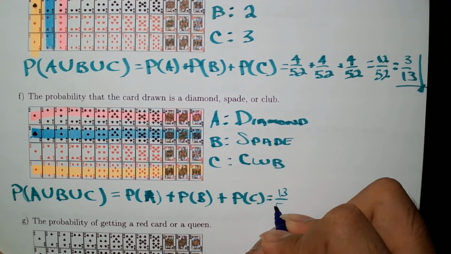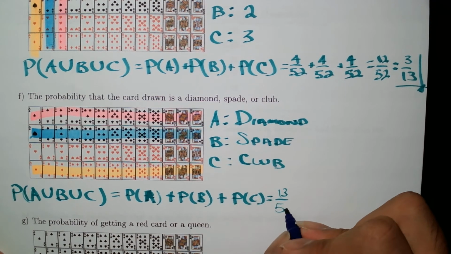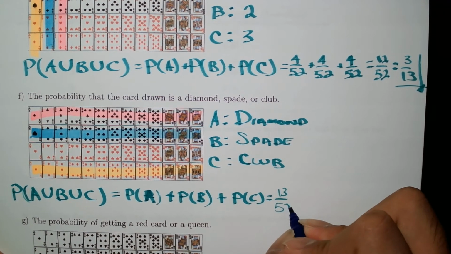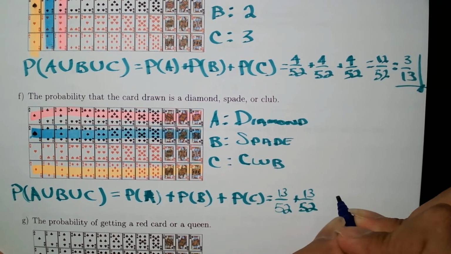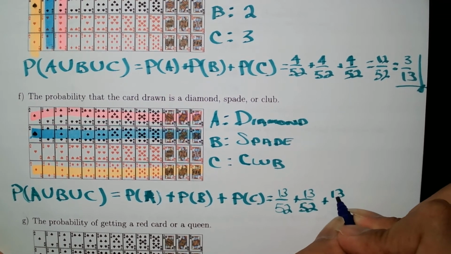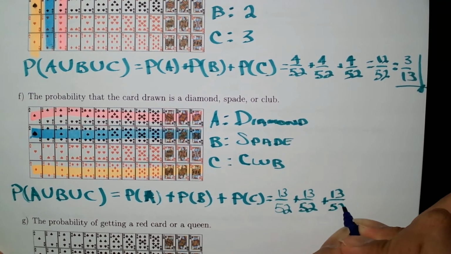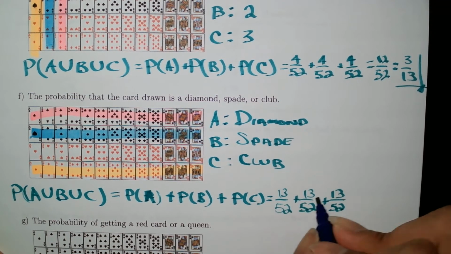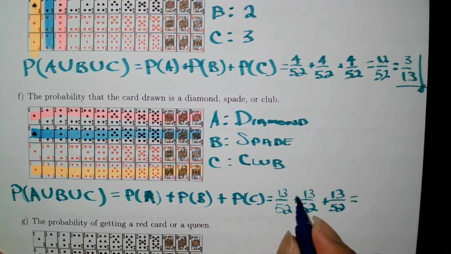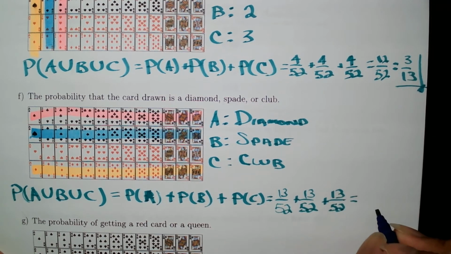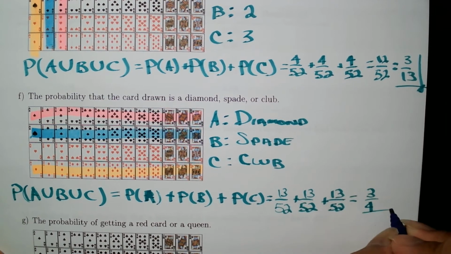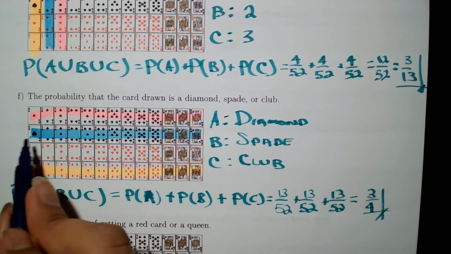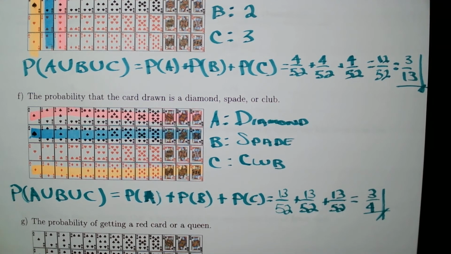13 out of 52 for the diamond because there are 13 diamonds. 13 out of 52 because there's 13 spades, and 13 out of 52 because there's 13 clubs. 13 times 3, that's 39, and reduces to actually 3/4. And you can see that from the picture, we are shading 3/4 of the entire picture.